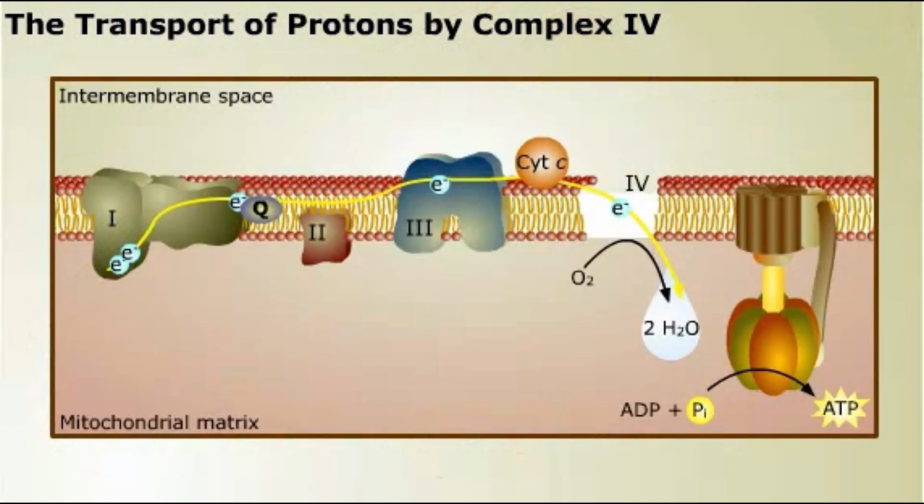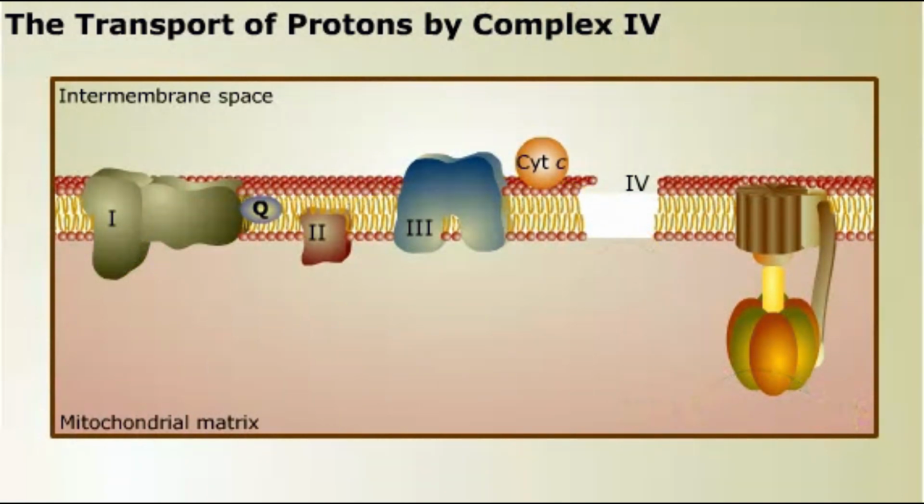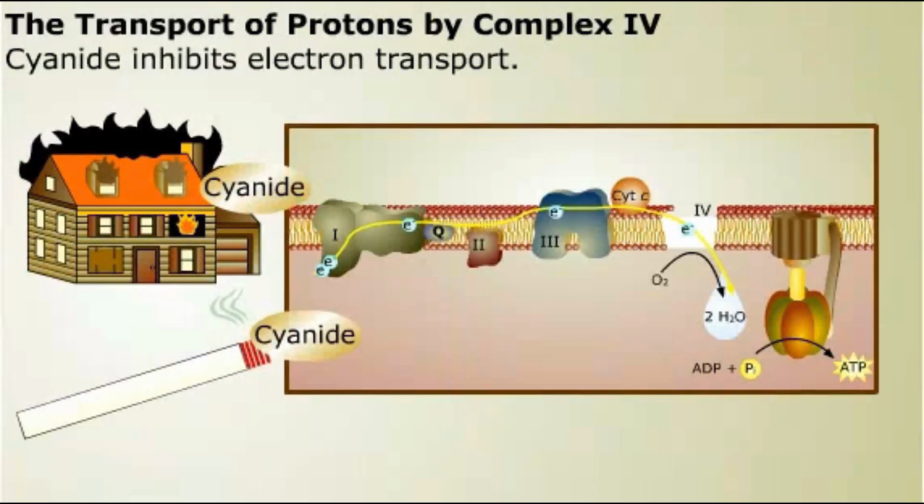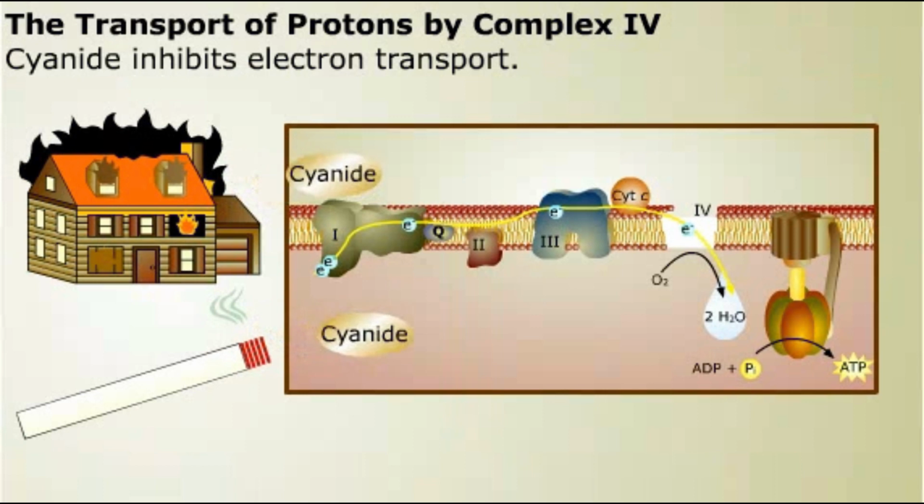The electron transport chain can be disrupted. When this happens, cellular respiration stops. The compound cyanide is a well-known inhibitor of electron transport. It disrupts complex 4 and prevents electrons from reaching molecular oxygen. Cyanide poisoning is a little bit like locking the gears of a machine by inserting a metal rod.